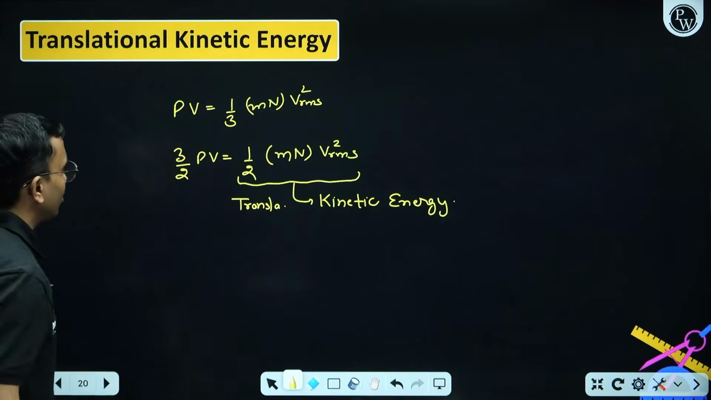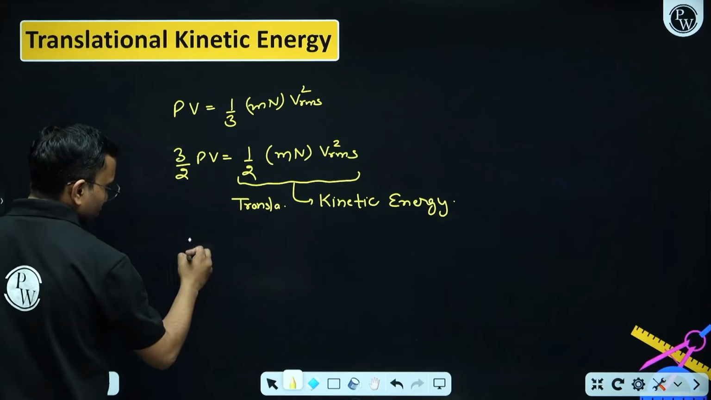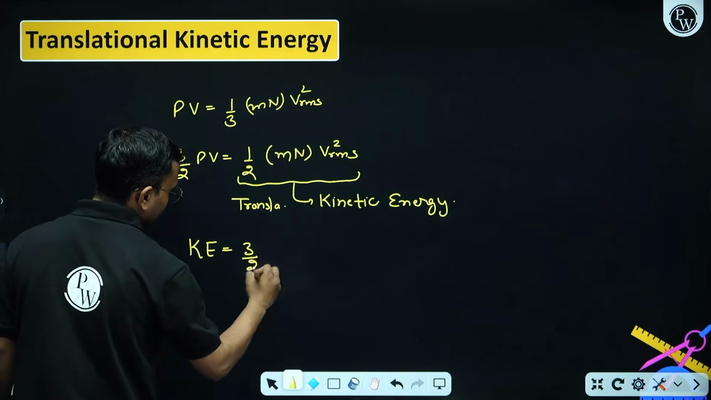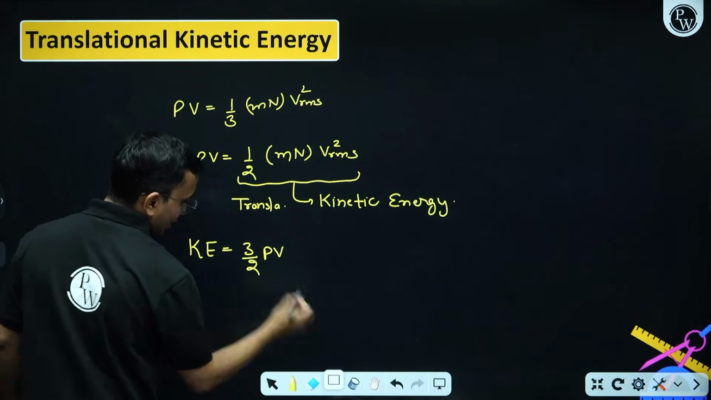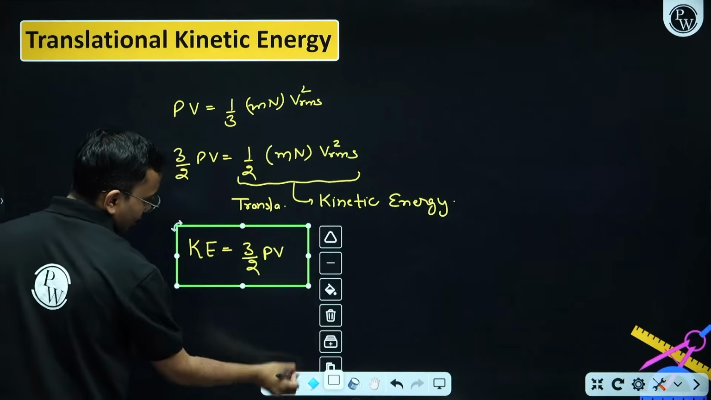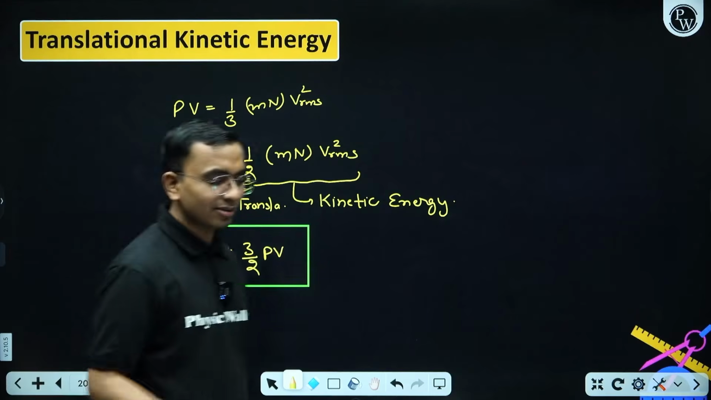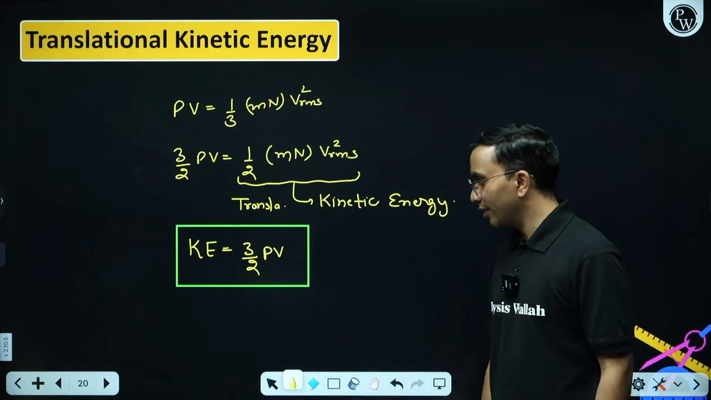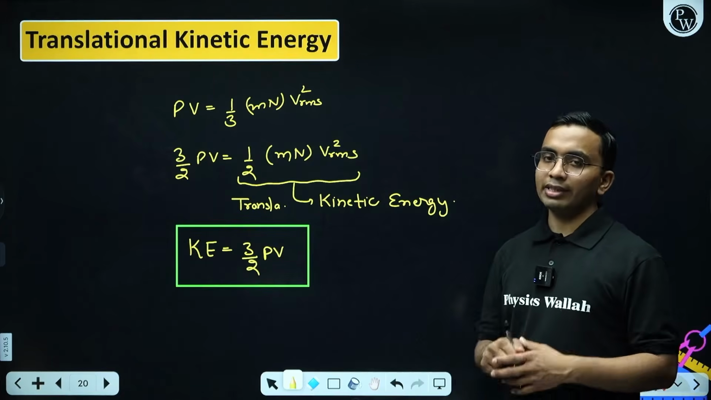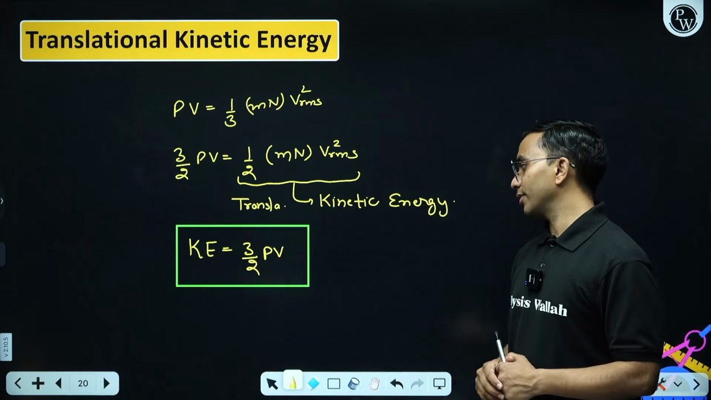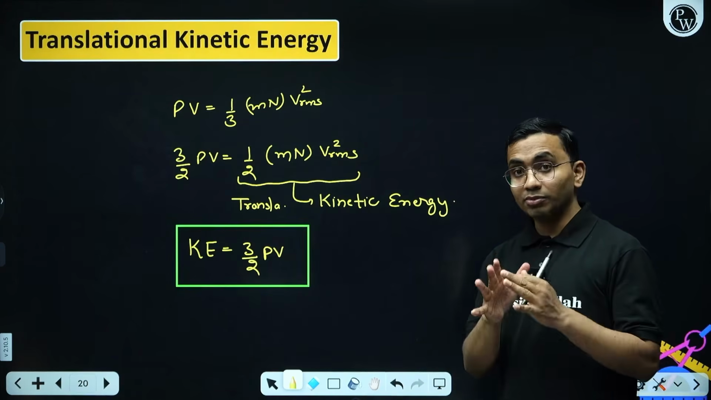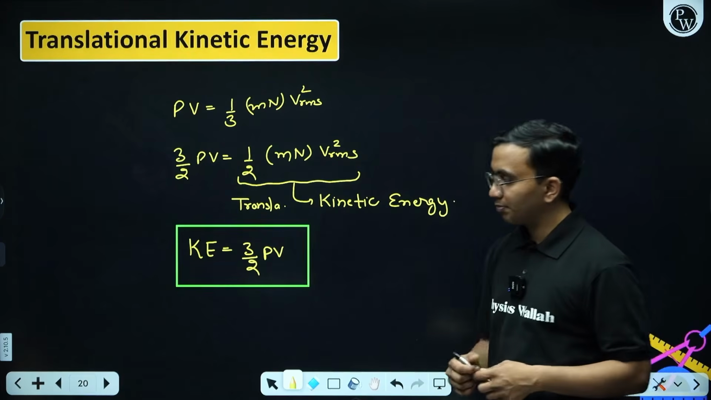Translational kinetic energy. So this translational kinetic energy comes out to be 3 by 2 PV. Keep this formula in mind, that is 3 by 2 PV. So we can relate it with the pressure of the gas and the volume of the gas. If the pressure of the gas is P and the volume is V, the kinetic energy comes out to be 3 by 2 times PV.